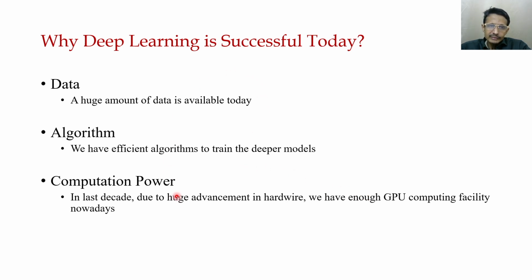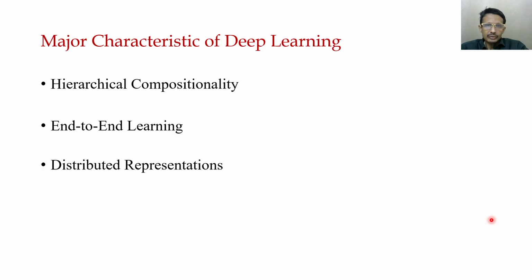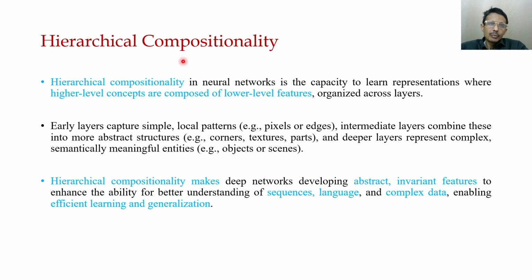So with these three major factors, deep learning is becoming very, very successful and outperforms conventional machine learning in a substantial manner. There are three major characteristics of deep learning. First is hierarchical compositionality. Next is end-to-end learning. And third is distributed representation. We'll see them one by one. So, first of all, what do we mean by hierarchical compositionality?